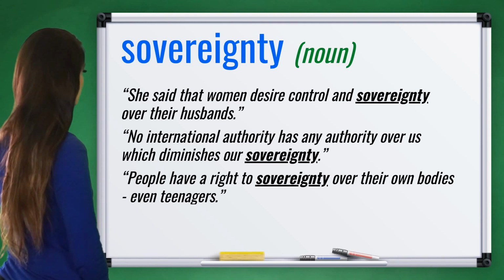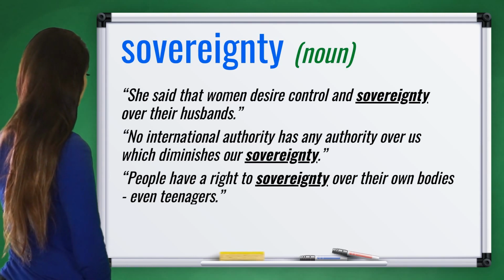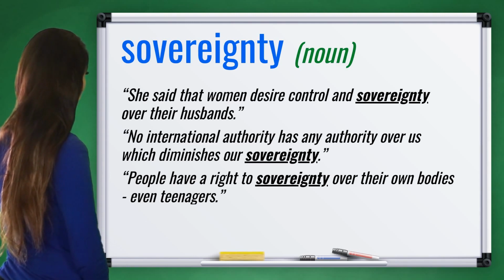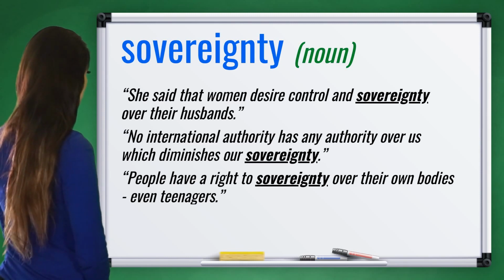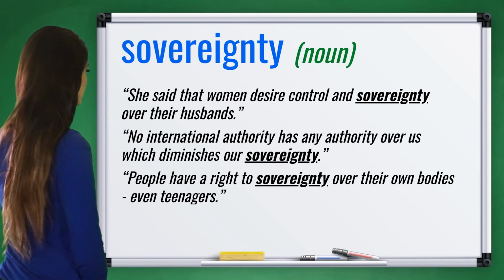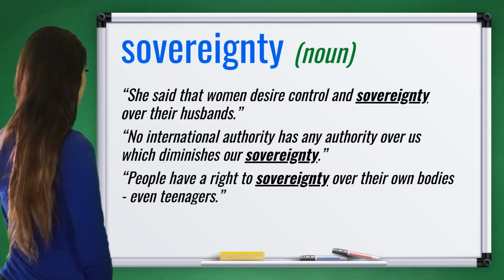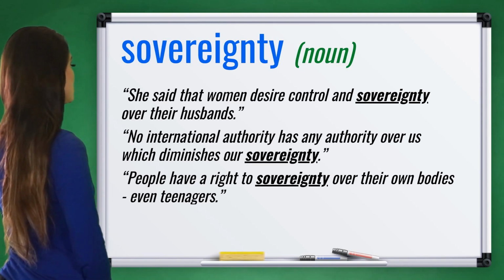The second example. No international authority has any authority over us which diminishes our sovereignty. Now, repeat after me. No international authority has any authority over us which diminishes our sovereignty.